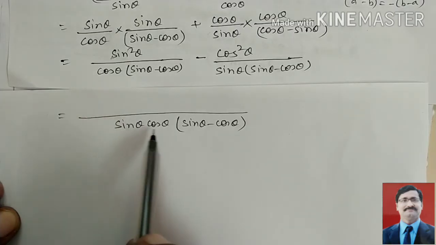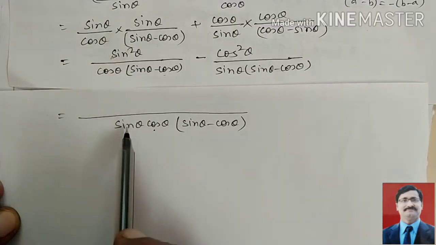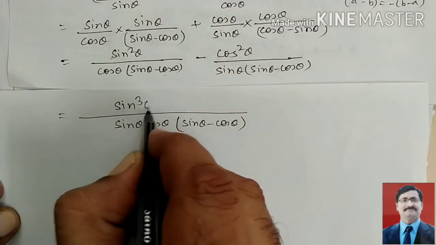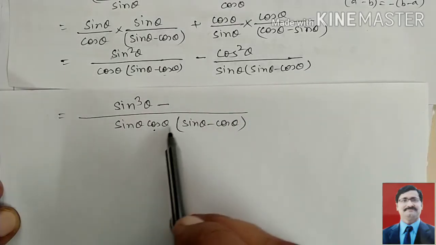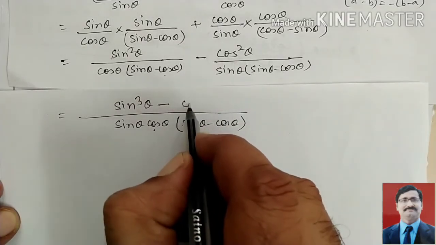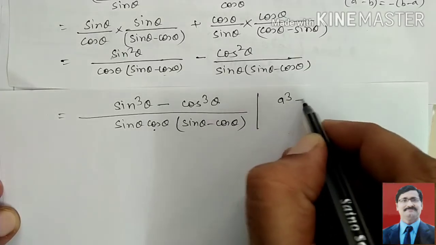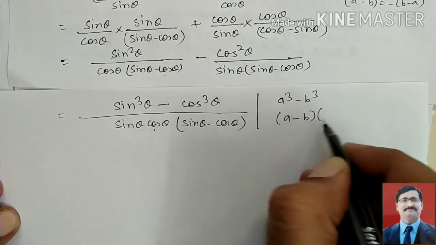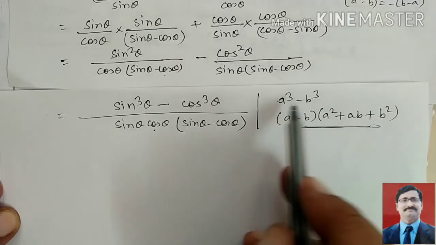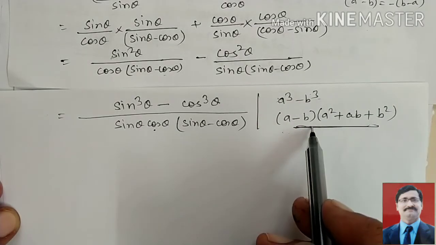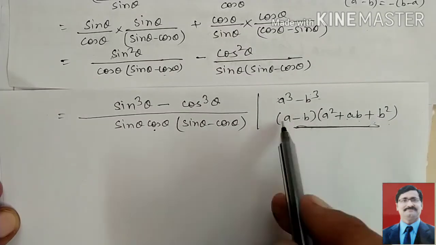Look here, cos theta is present, sine theta minus cos theta present. So in the numerator you have to multiply by sine theta. So sine square theta into sine theta we get sine cube theta. Here you check, sine theta we have and sine theta minus cos theta, we have to multiply by cos theta, which means cos square theta into cos theta is cos cube theta. Now we know the cube formula, a cube minus b cube is a minus b into a square plus ab plus b square. This formula we use here.